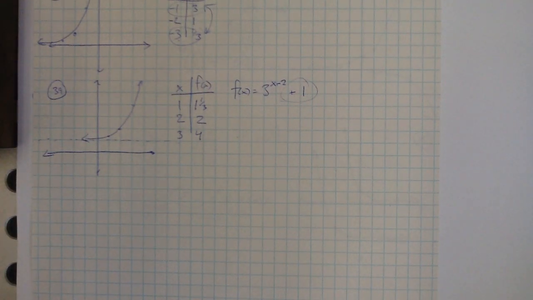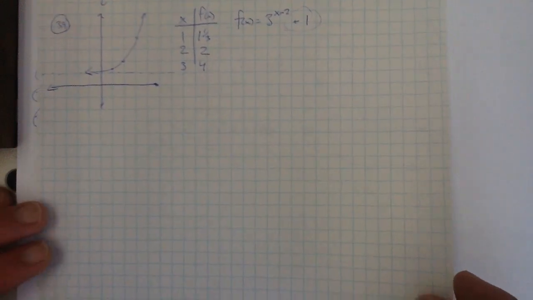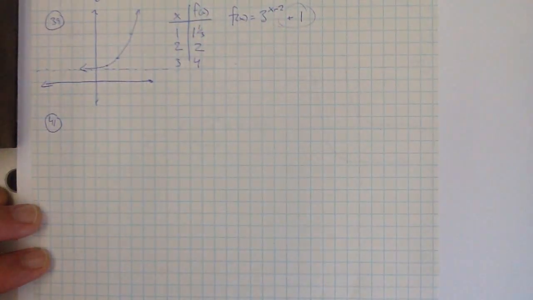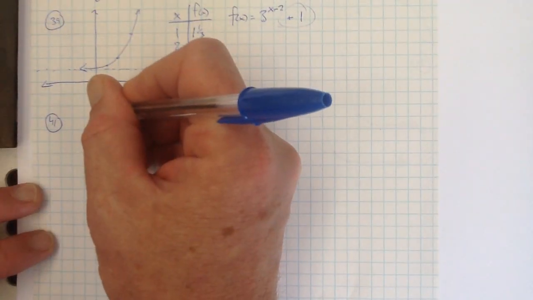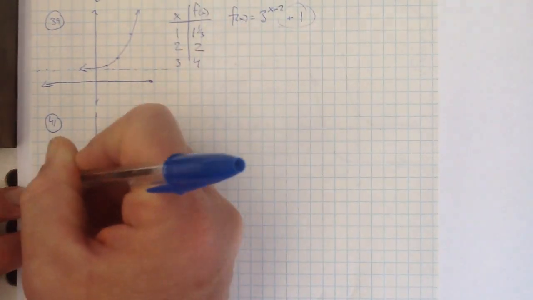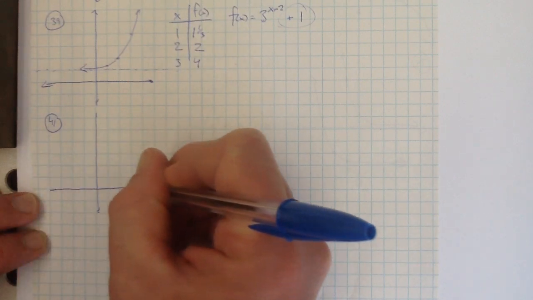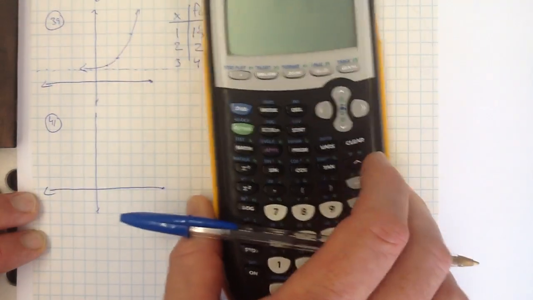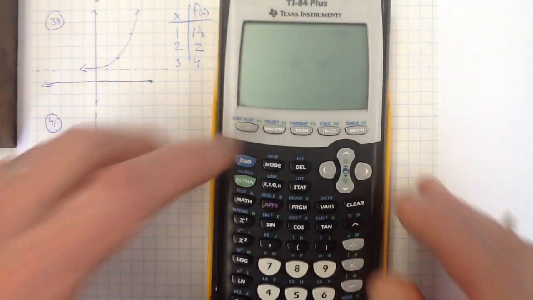I'm going to skip. Oh, I'm not skipping anything. I'm just using the calculator now to get my points. So I'm going to do these ones more like what the directions said. I'm going to try to graph it by hand, but I'm going to use the calculator to get my numbers.